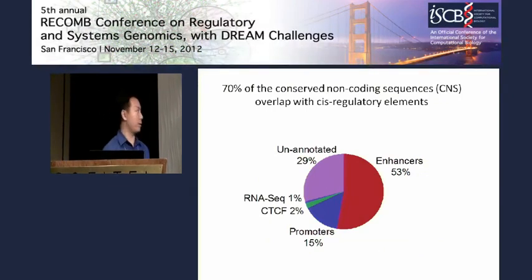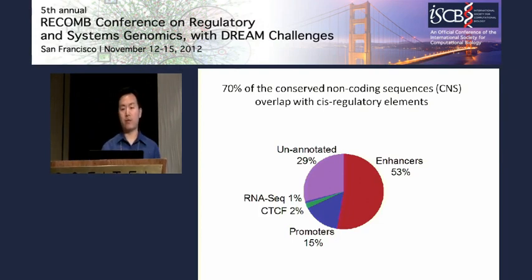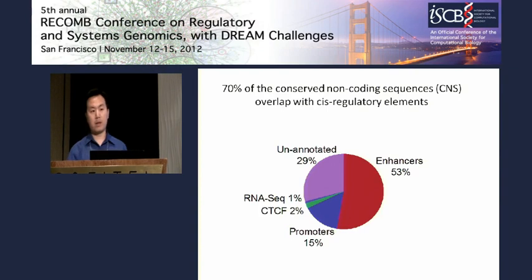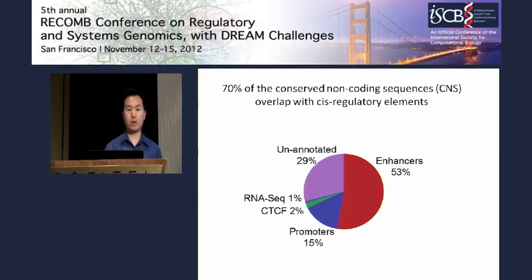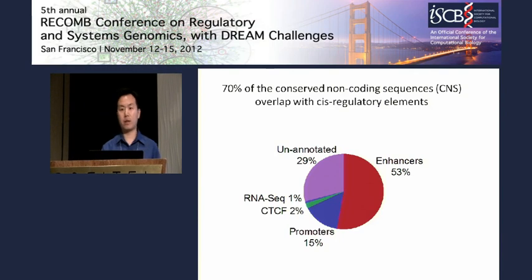Next, we compare the cis-regulatory elements with conserved non-coding sequences. Comparative genomics has identified a large number of sequences that are conserved during the course of evolution, but not used for protein coding. They are suspected to have significant biological roles, but their exact functions were not clearly defined.